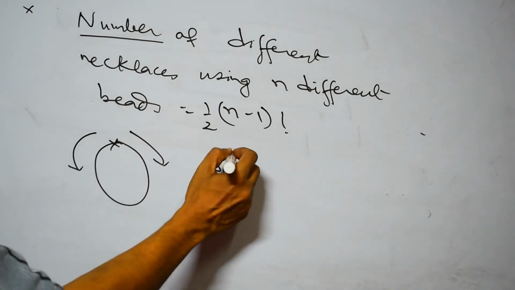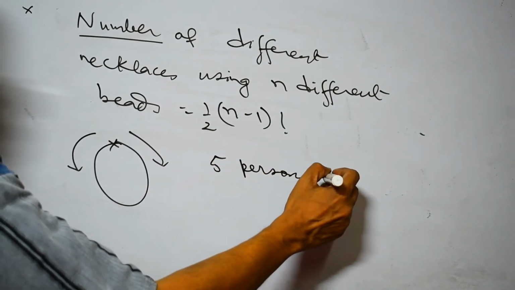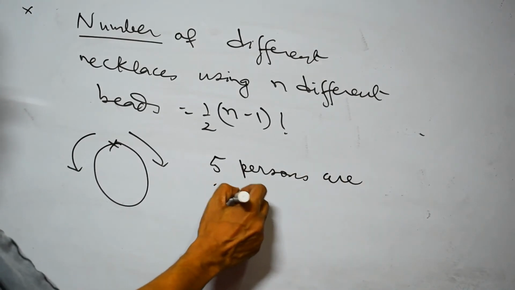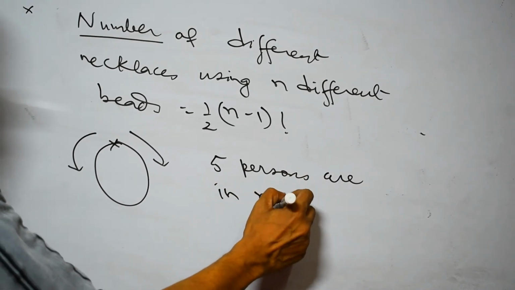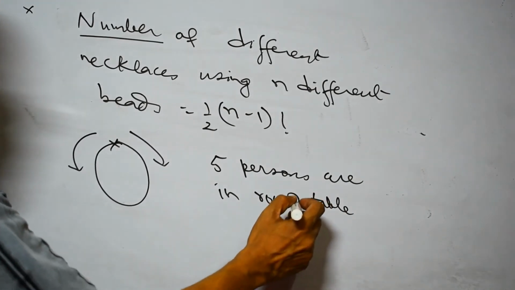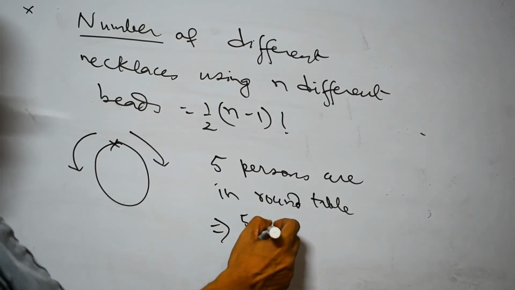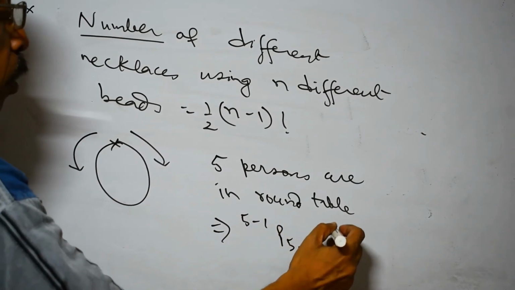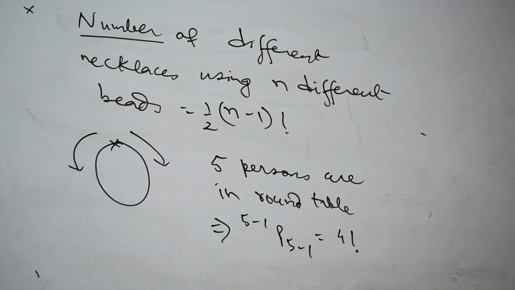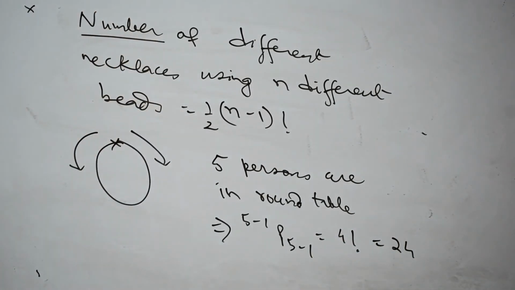That means if 5 persons are sitting at a round table, it is 4 factorial, because there we will be fixing one person, that implies 5 minus 1, or 4 factorial. So 24 ways 5 persons can be seated at a round table.